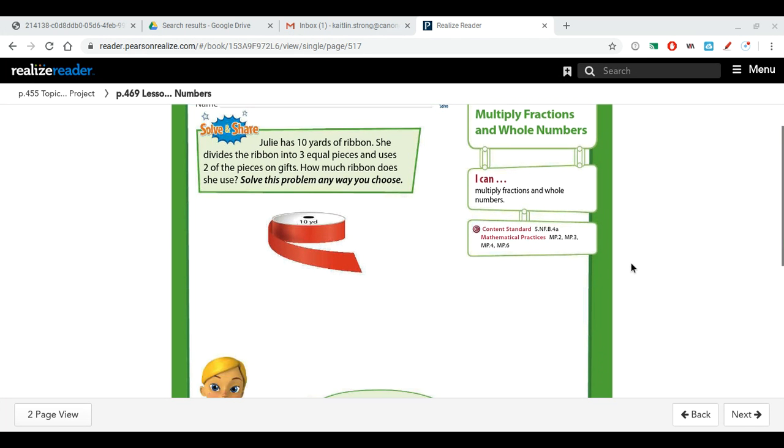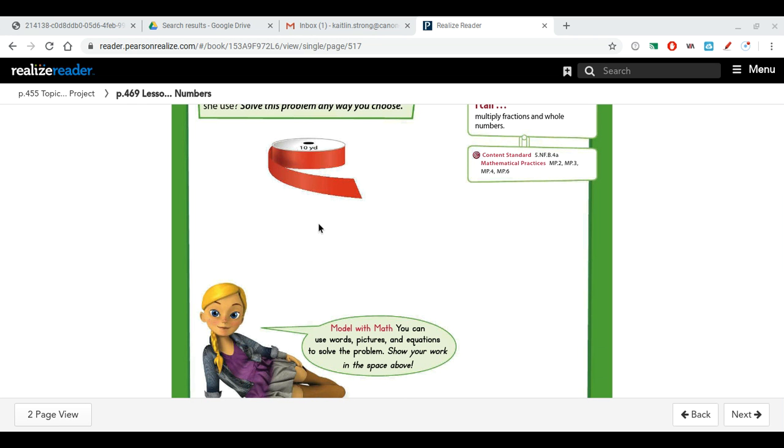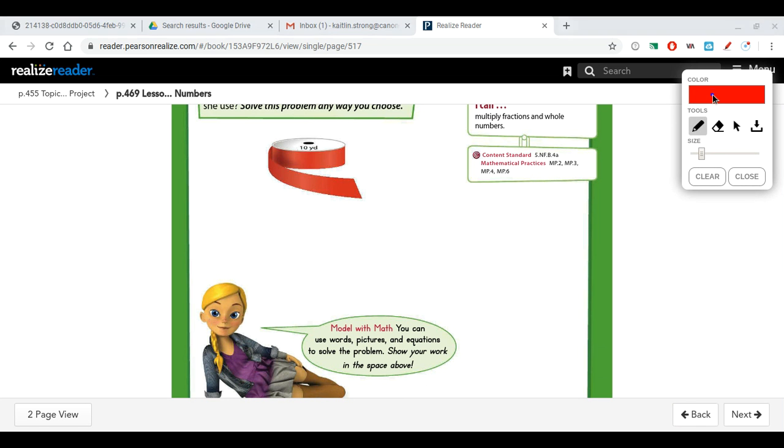And so if we take a look at our first problem, it says Julie has 10 yards of ribbon. She divides the ribbon into 3 equal pieces and uses 2 of the pieces on the gifts. How much ribbon does she use? Solve this problem any way you choose. So we can go ahead and divide it into pieces by using models, but I'm going to start working on that learning target and just rewriting the whole number. So the first thing I'm going to do is set up the problem.